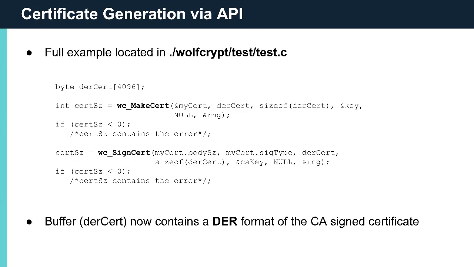So here we are calling wc_make_cert first of all, and then we're calling sign cert, specifying the certificate body size, the signature type, an output array, a pointer to the CA key that we're going to sign with, and then a pointer to an RNG structure. The output of this, if successful, is again a DER encoded certificate, but this time signed by the CA key that you specified into sign cert.